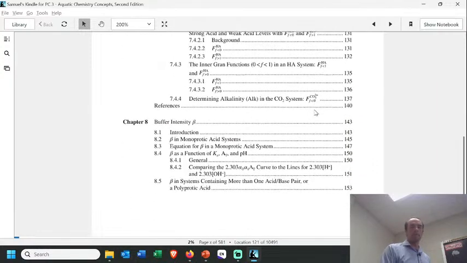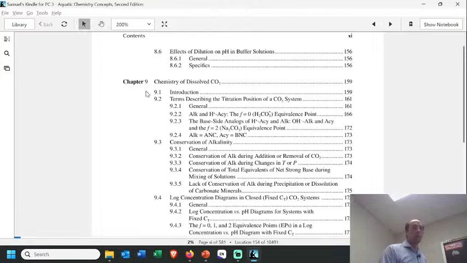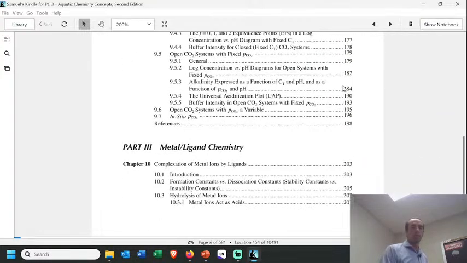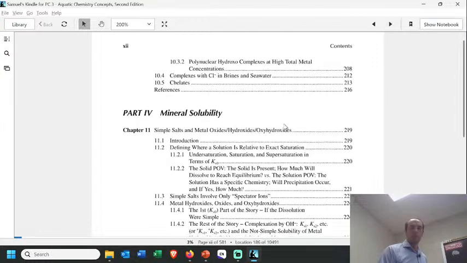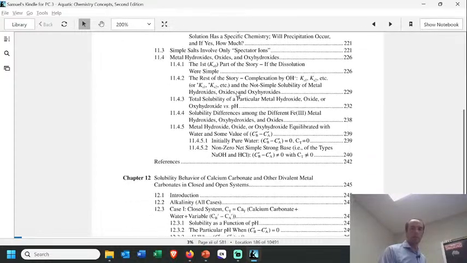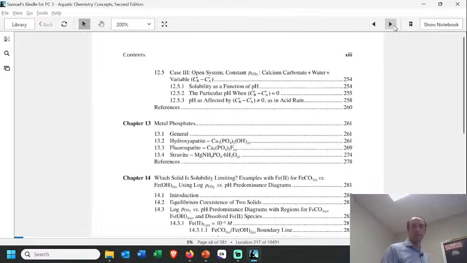But I could certainly change that. Likewise, buffer intensity, those concepts, I'm passing over, but they're there so you know. And then we will touch on chapter 9 here with dissolved CO2, and then move on to part 3. So that's our metal and ligand chemistry, mineral solubility. They have it as a completely separate part here, and to me, those two will go together for the second exam.